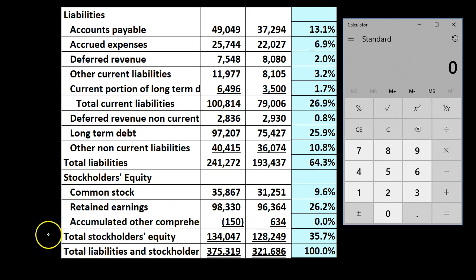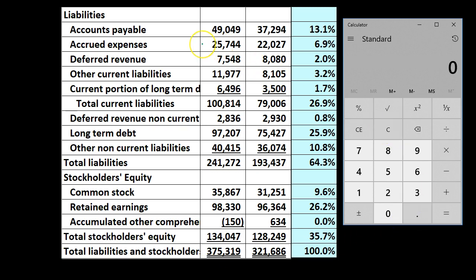Liabilities are all going to be compared to liabilities and equity, not to total liabilities, and equity is going to be compared to total liabilities and equity, not to total equity, representing who has claim on a percentage basis. So if we took the accounts payable, the 49,049 divided by the total, which is the 375,319, we get the 13.3%. So we're saying that the payables represent 13.1% of our total liabilities and equity, or our total assets. Same type of thing. Who has claim to the total assets?